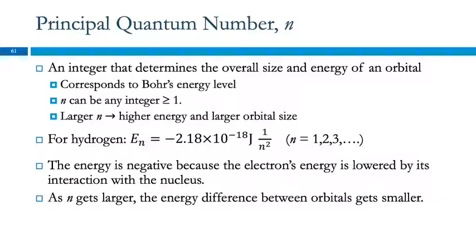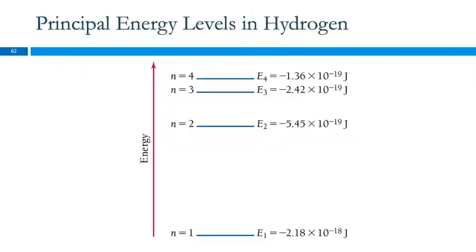As n gets larger, the energy difference between the orbitals gets smaller. So we see that the orbitals get closer together.